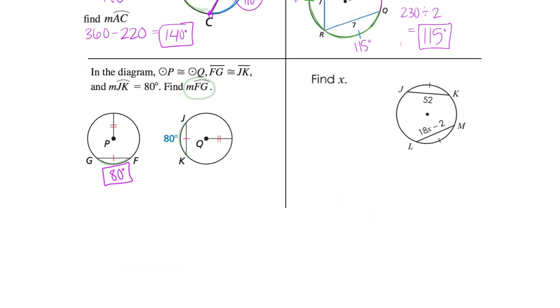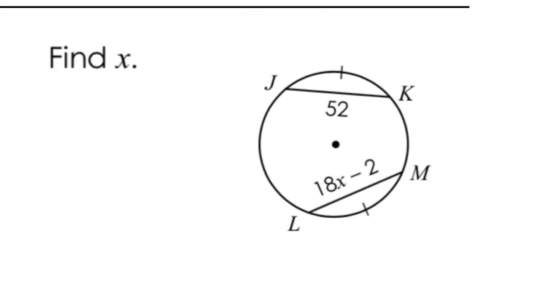Okay, and then the last example on this page involves a little bit of algebra. It says find x. So looking at the picture, they are telling us that this arc is congruent to this arc, and they're just using these little tick marks to show us that, right? So since the arcs are congruent, that means their corresponding chords are also congruent. So we can just take 18x minus 2, and we can set that equal to 52.